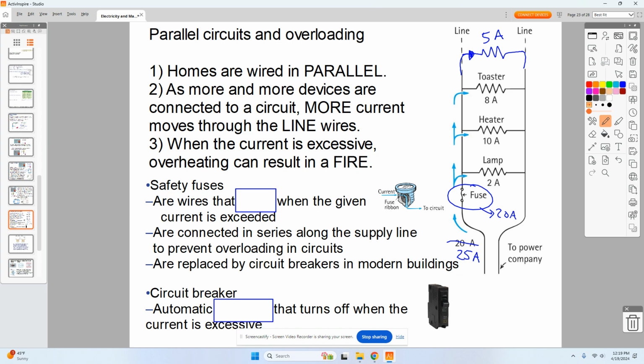There are fuses that will melt, but fuses have been replaced. In many cases, they're now replaced with what's called a circuit breaker. If you've ever gone down into the basement where that breaker box is, if a breaker trips, you're going to see a red light, and that circuit will go down. These are automatic switches that will turn off when the current is excessive. So that's to keep your house from burning down. And that's because you can plug in a lot of things into those devices.